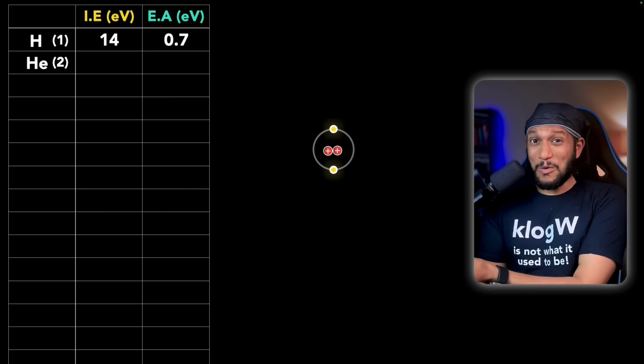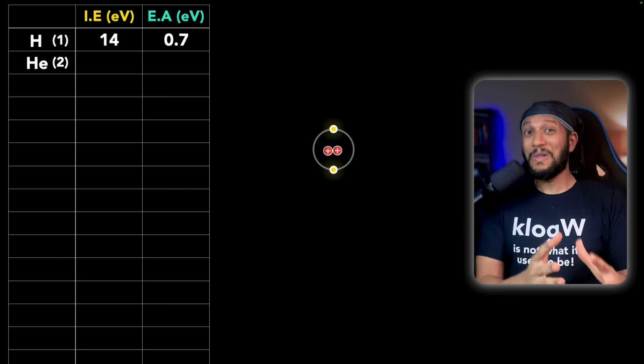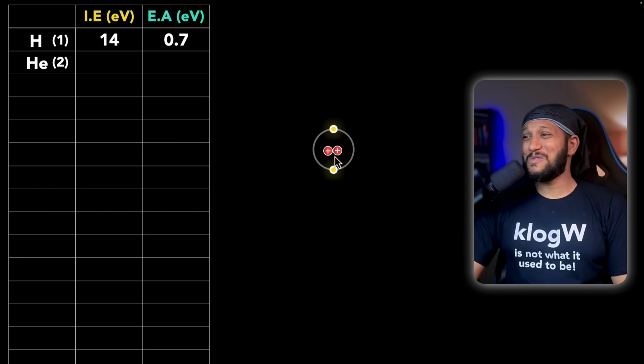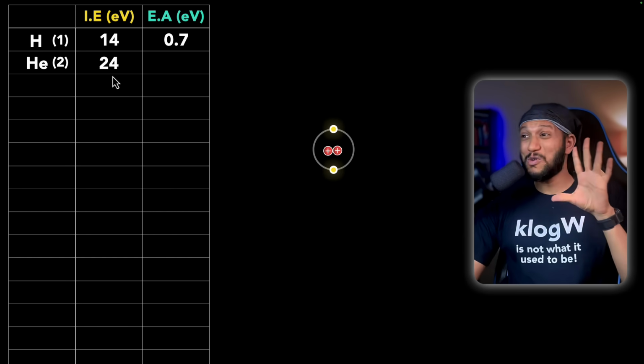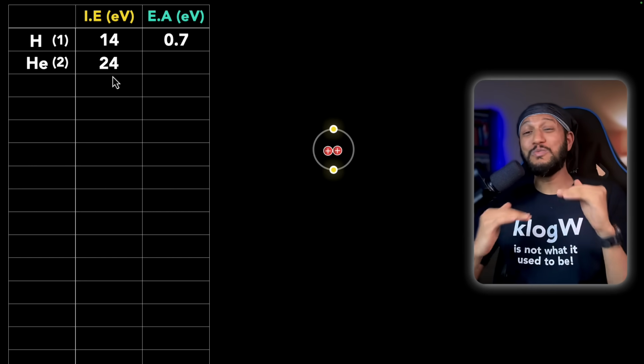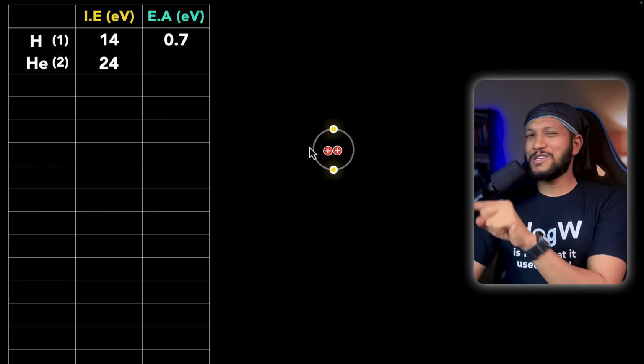So we would expect overall the ionization energy to be much larger than hydrogen. And that's exactly what we get. The ionization energy for helium happens to be about 24 electron volts, super high. Okay, what about electron affinity?